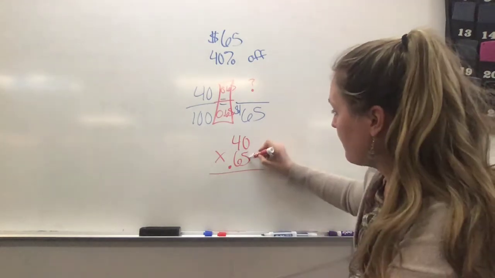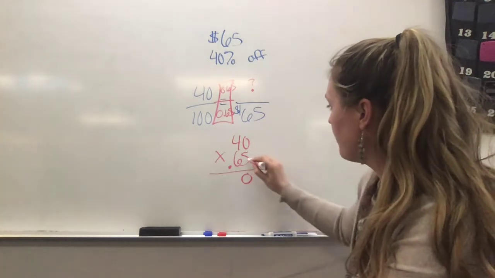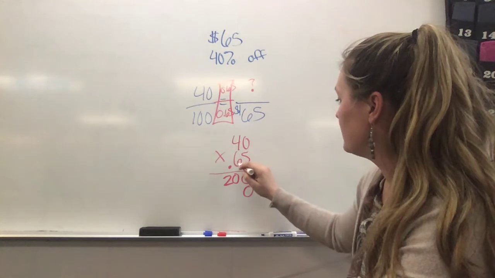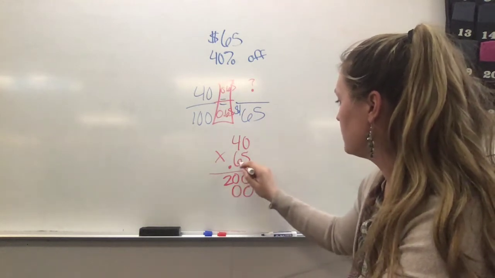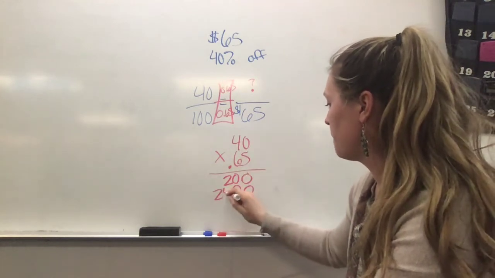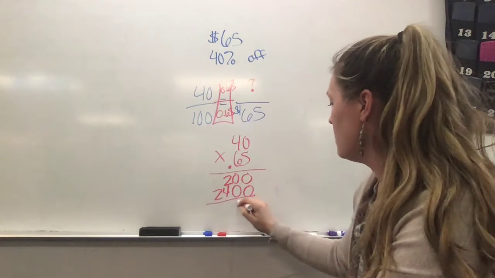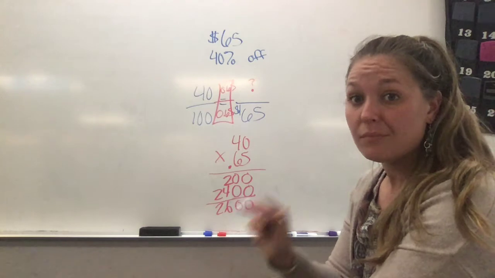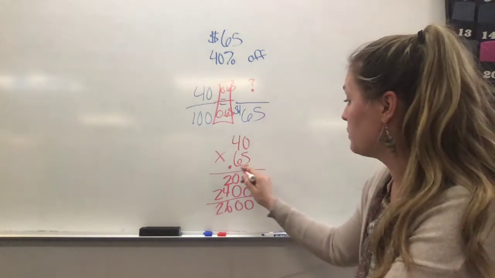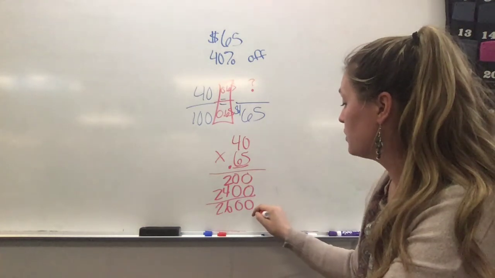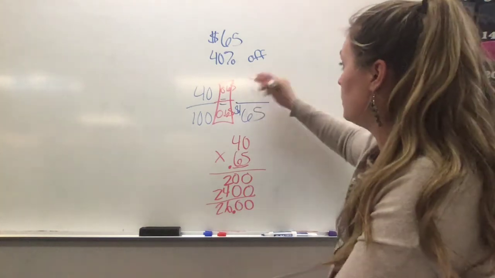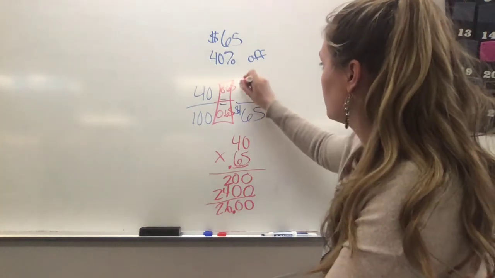So we're going to take 5 times 0, which is 0, 5 times 4, which is 20, drop our 0, 6 times 0 is 0, and 6 times 4 is 24. Then we add, and we get 2,600. Now, we've got 1 decimal place, 2 decimal places, so 1, 2. Our answer is 26. So $26 goes here.